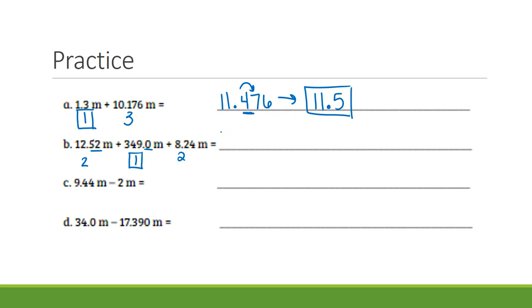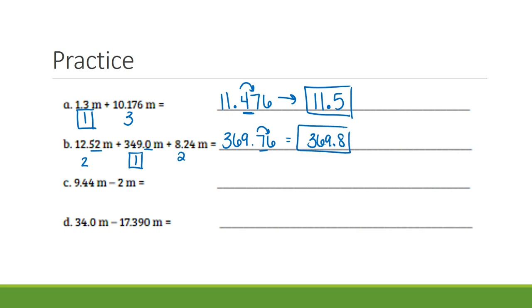If you add these up, you get an original grand total of 369.76. You can only keep 1 decimal. Looking at what follows, it's a 6. That's going to round it up. Your final answer should be 369.8.